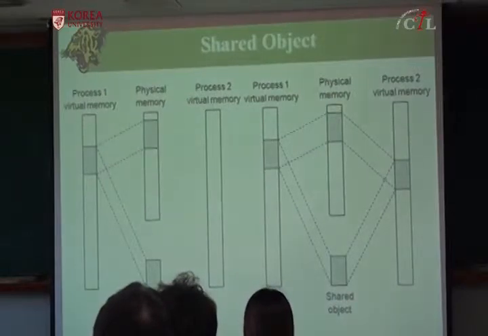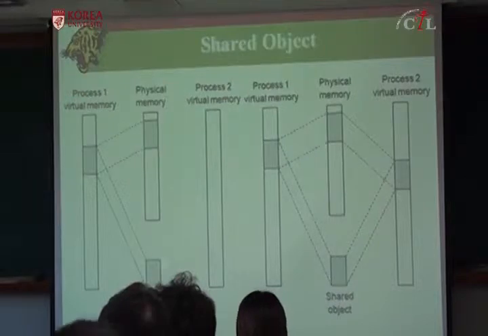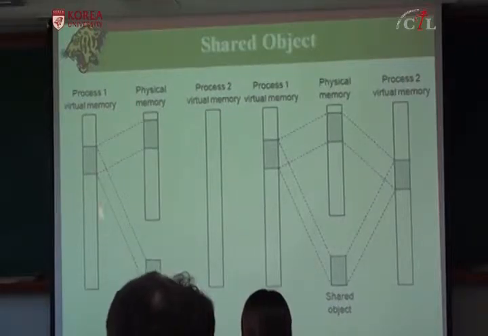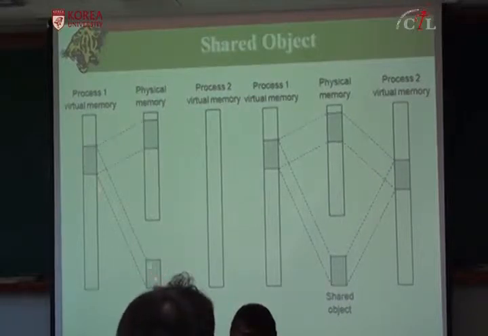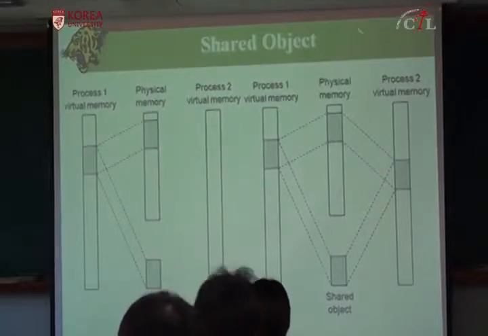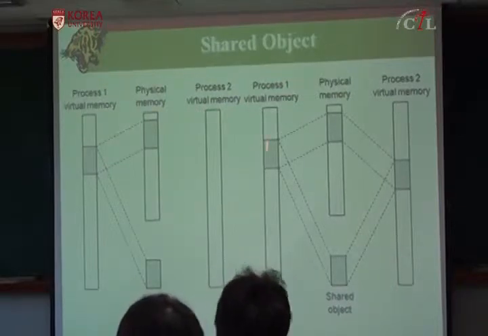So shared object. Let's go back to shared object. One process maps this file into its area, and this is the shared area. And when you access this page, you actually move this page into physical memory. There is only one copy, right?